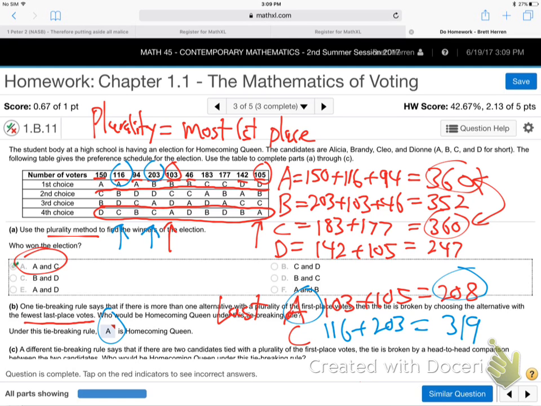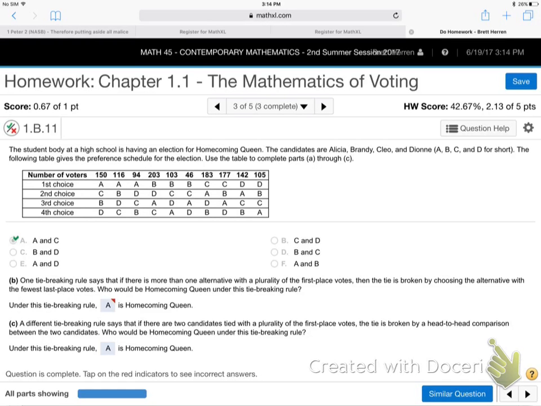The next one basically says if candidate ties are broken head-to-head. Now, that might seem like the same thing to you, but it's not. So question C is saying, all right, A and C tied. One way you can break the tie, part B, said you can break the tie by just taking who has the fewest last. But question C says, here's another way. You could just do a head-to-head battle.